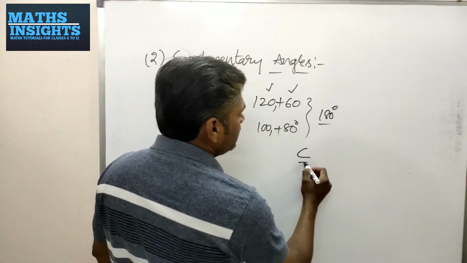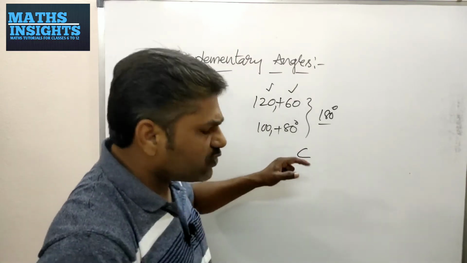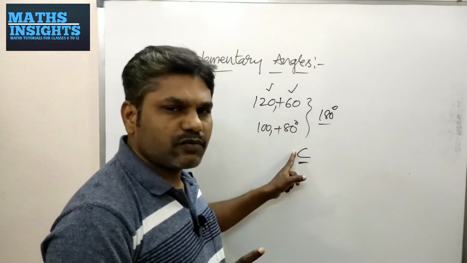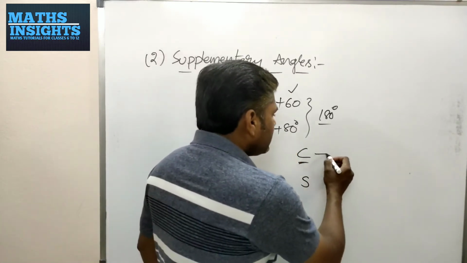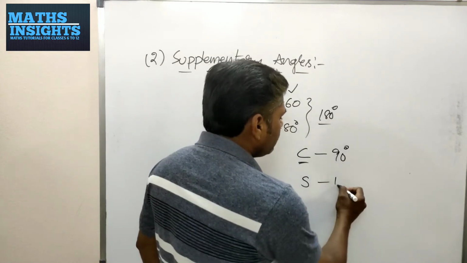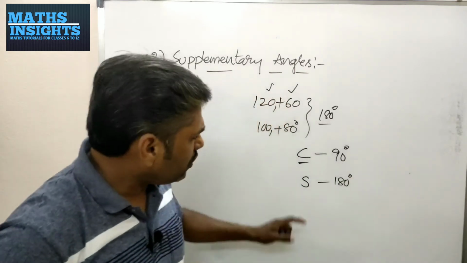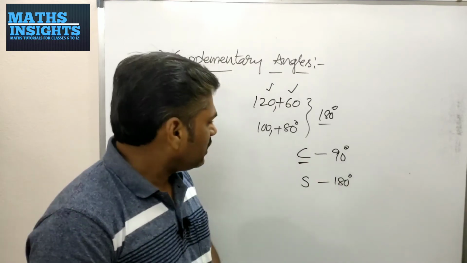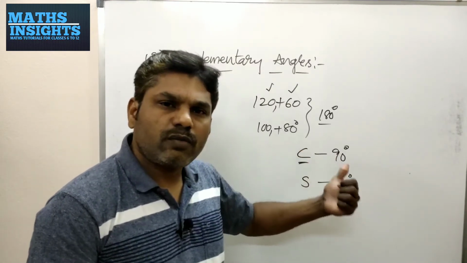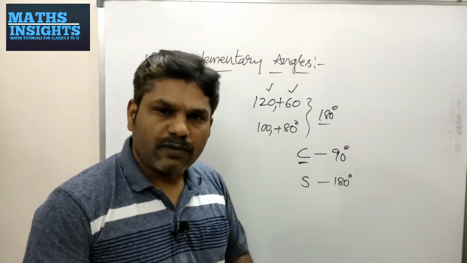If you observe the English alphabet, C comes first and S comes later. And 90 comes first and 180 comes later. So you have to match like this. Then it is very easy to remember which are said to be complementary and which are said to be supplementary.